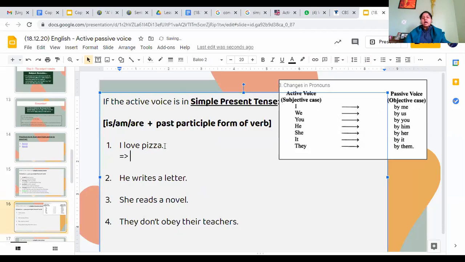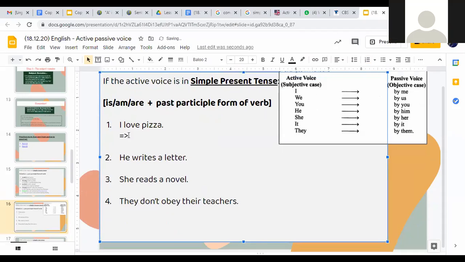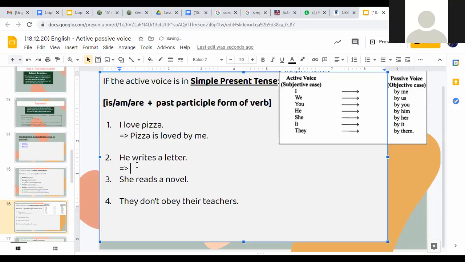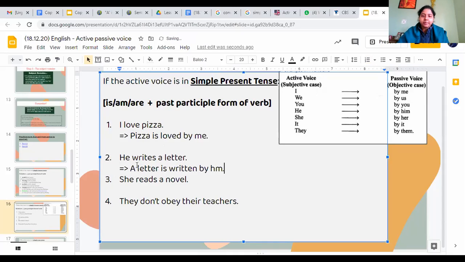The sentence is I love pizza. Pizza is loved by me. Perfect. Thank you so much, Nisha. Pizza is loved by, then in place of I, I was the subject, right? But instead of I, I will change it to me. So by me. Similarly, let's look at the second one. A letter is written by him. Perfect. Thank you so much. He became him.